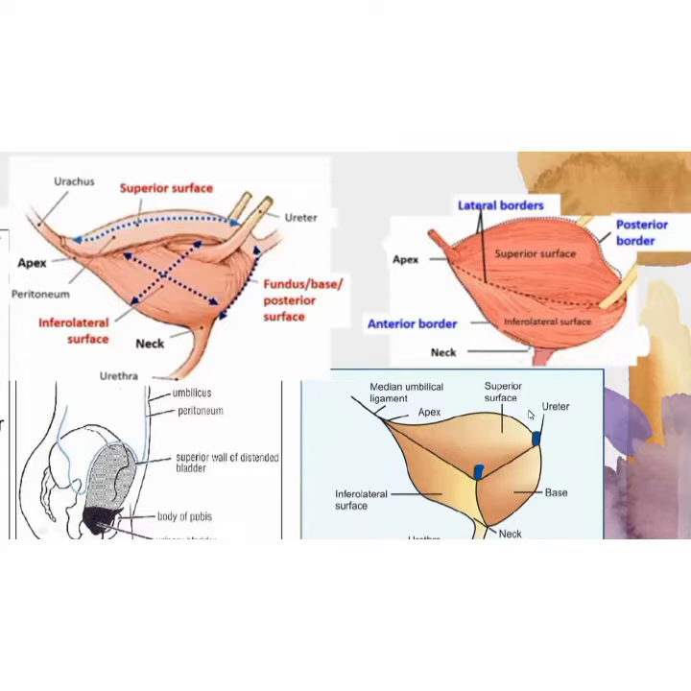See, this is the neck of the urinary bladder, which is the lowest and most fixed part of the urinary bladder. So the urinary bladder is divided into two parts, from upper part to lower part: the body of the urinary bladder and the neck of the urinary bladder. These two superior and inferior portions of the urinary bladder are quite distinct, both anatomically and functionally.